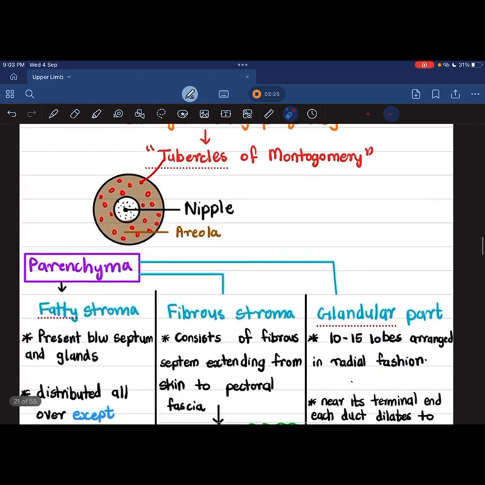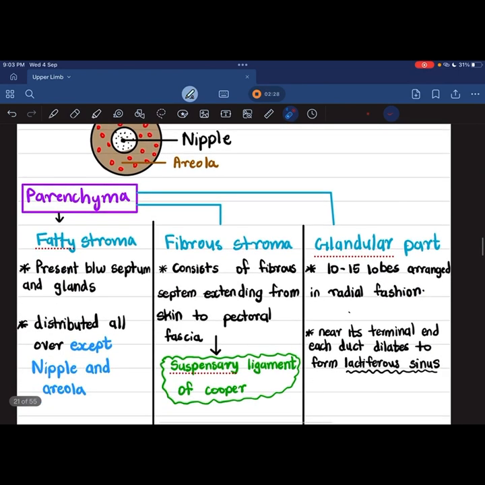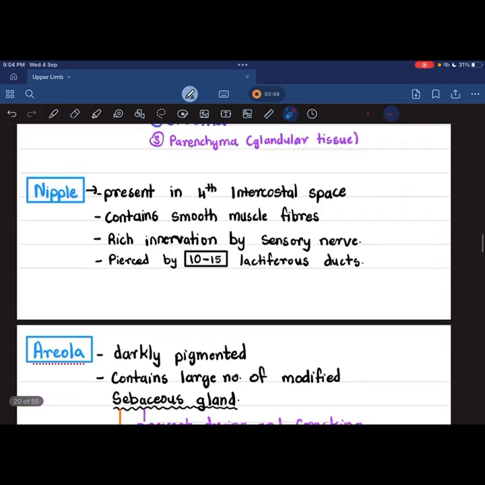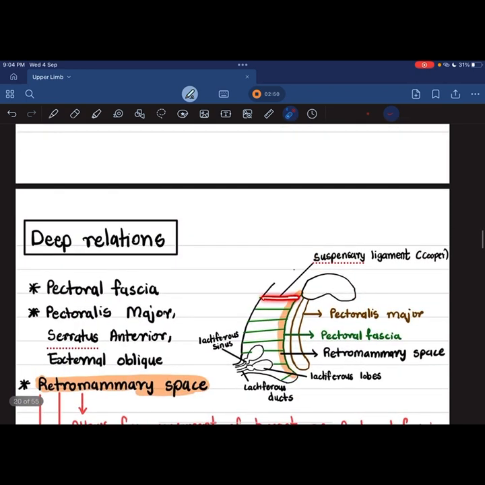Now, parenchyma includes three things: fatty stroma, fibrous stroma, and glandular stroma. Fatty stroma is present between septum and glands. It is distributed all over except nipple and areola. Fibrous stroma consists of fibrous septum extending from skin to pectoral fascia. It is known as suspensory ligament of Cooper, as we can see in the diagram. This is suspensory ligament of Cooper.